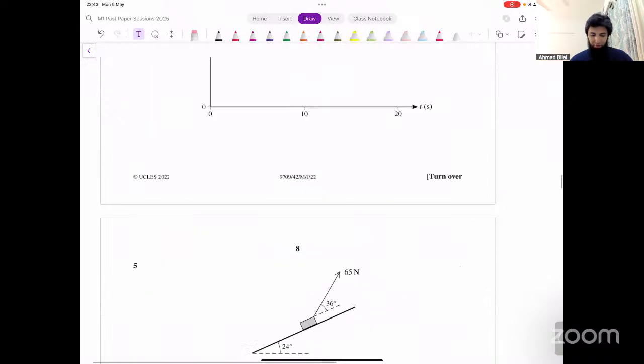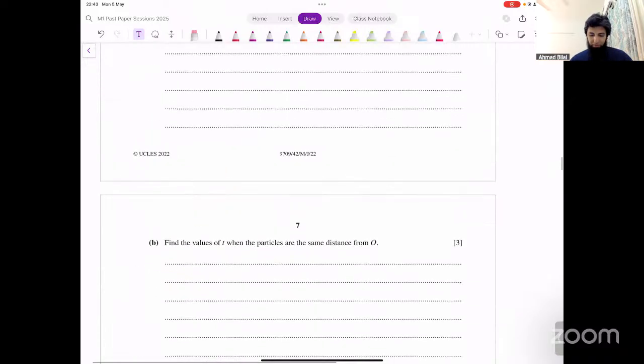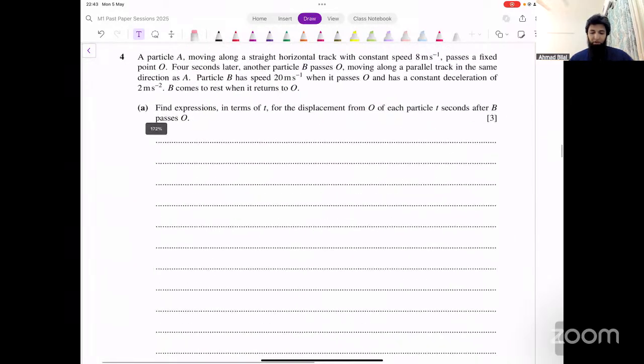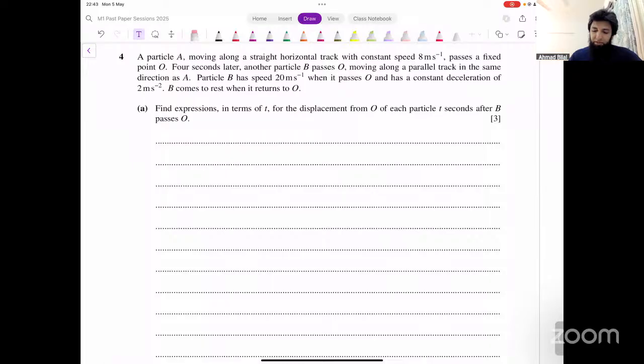Question number 4. Let's do this one question from this paper, and then we end for today. A particle A moving along a straight horizontal track with constant speed 8 meters per second passes a fixed point O. 4 seconds later, another particle B passes O, moving along a parallel track in the same direction as A. B has speed 20 meters per second when it passes O.